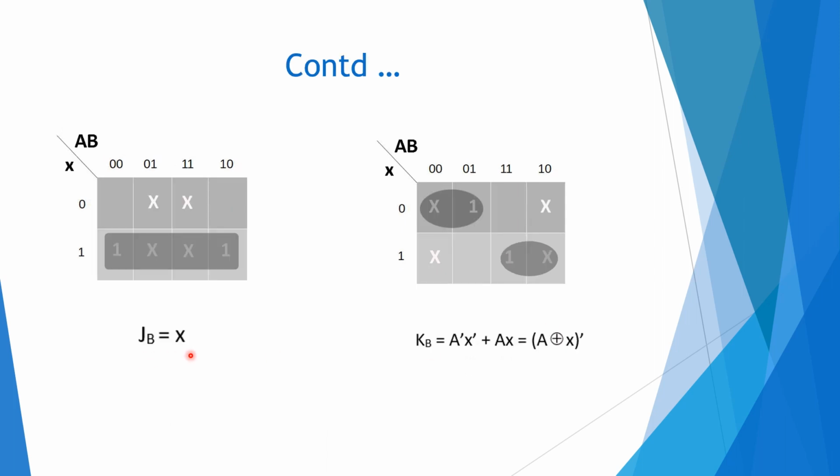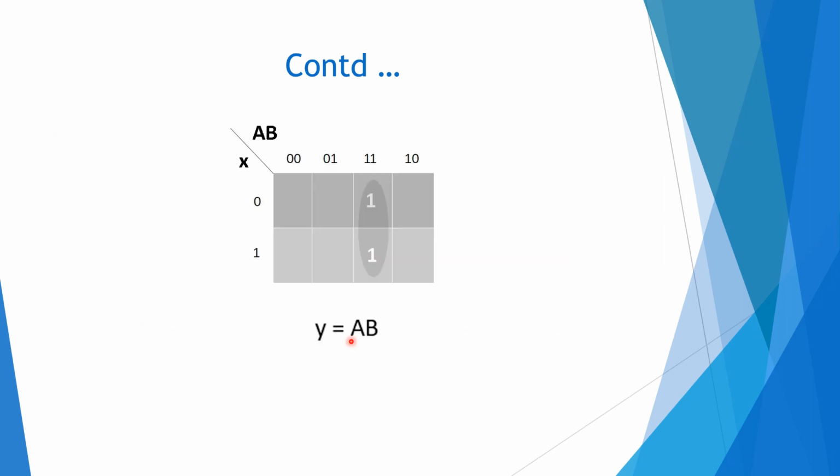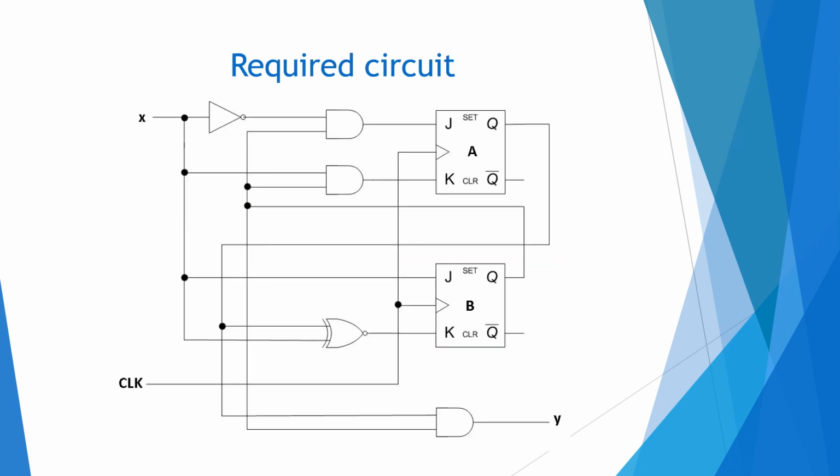You can see here, for JB, KB, Y doesn't change for the flip-flop. So this is the required circuit of the sequence generator using JK flip-flops. Again, there are 2 flip-flops, so it is much simpler. This is the output equation, the output circuit.